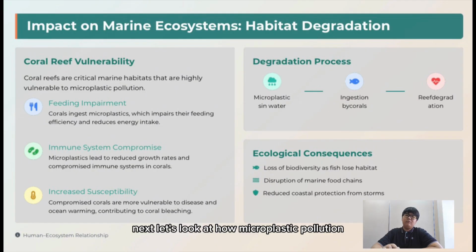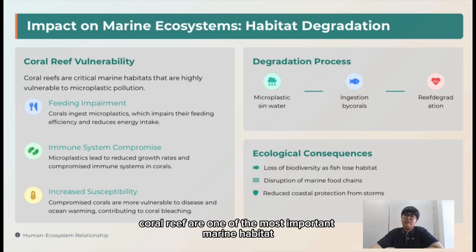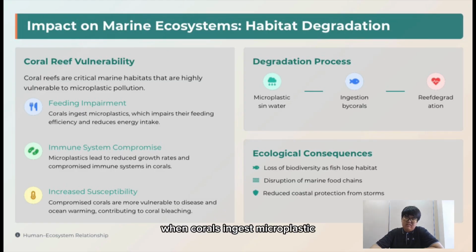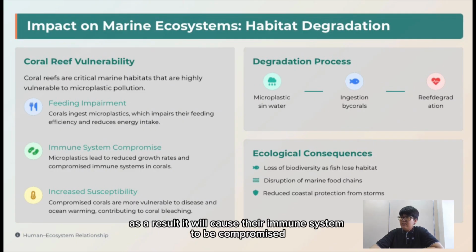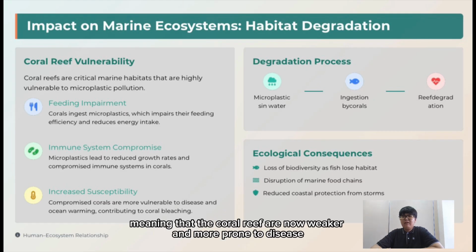Let's look at how microplastic pollution will cause habitat degradation, especially in coral reefs. As you all know, coral reefs are one of the most important marine habitats, but they are also vulnerable to microplastic pollution. When corals ingest microplastics, their feeding efficiency decreases, meaning that they get less energy than they should. As a result, their immune system is compromised, meaning that the coral reefs are now weaker and more prone to disease.